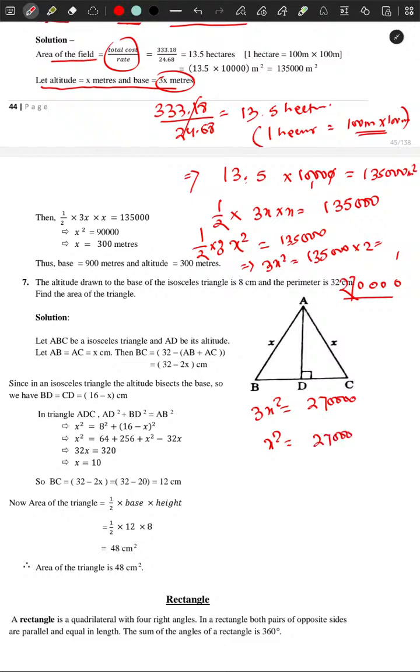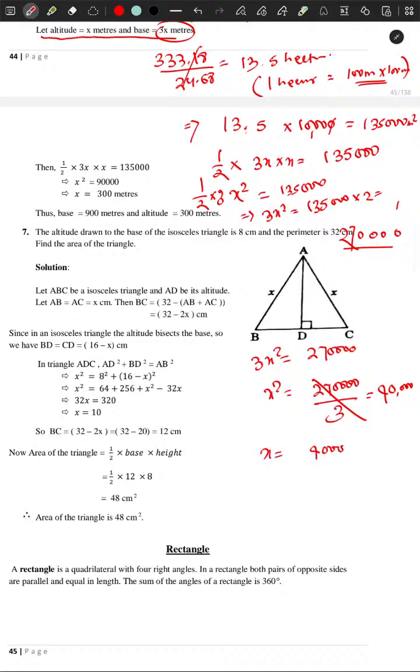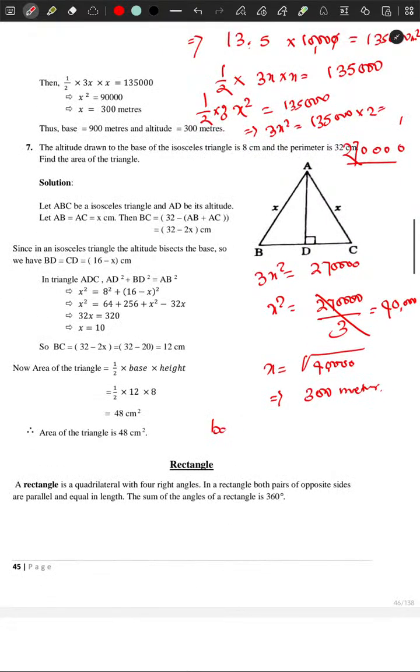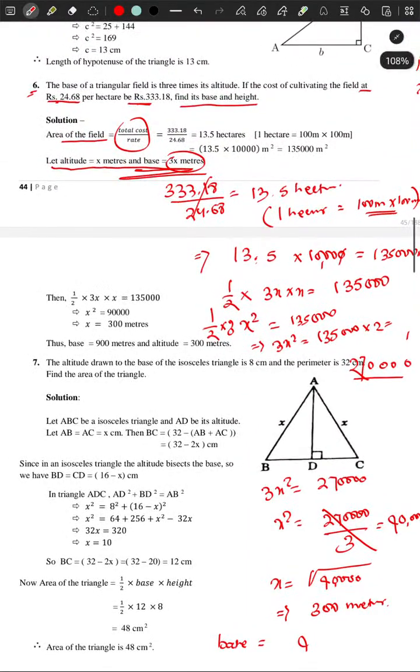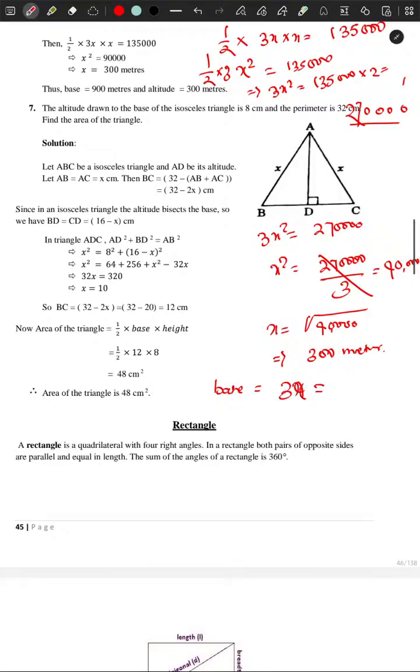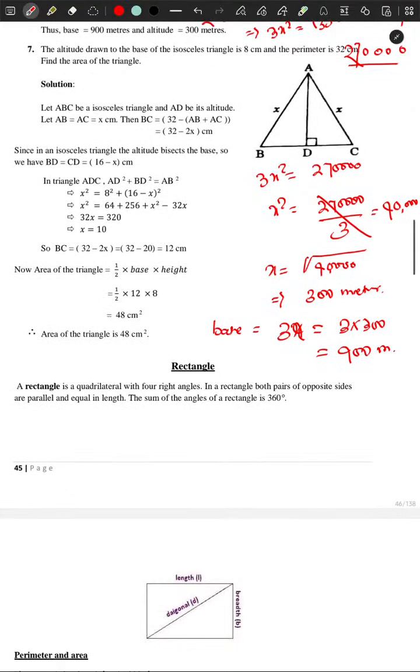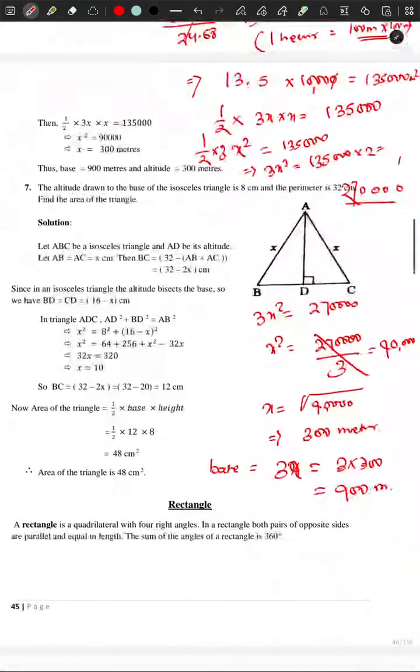x square equals 90,000 and x equals the square root of 90,000 meter. Thus base equals 3x, which is 3 into that value in meters, and the altitude is x meter.